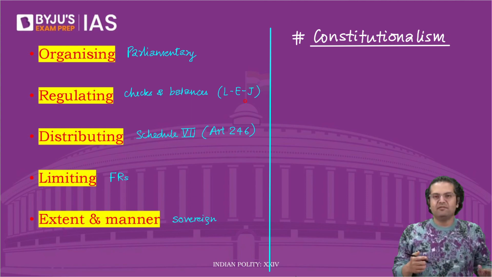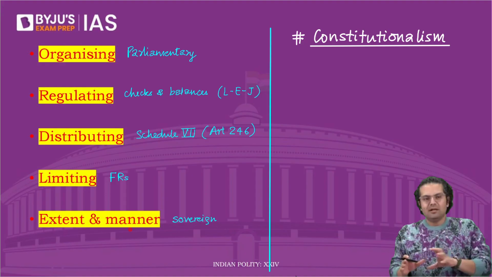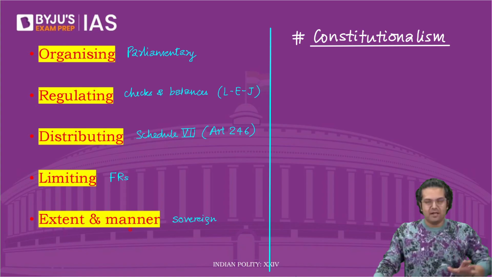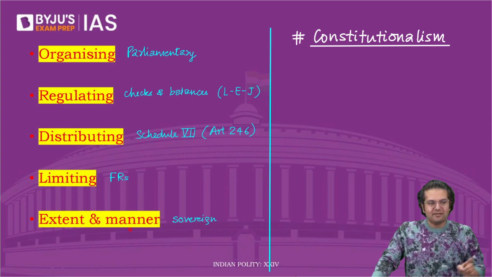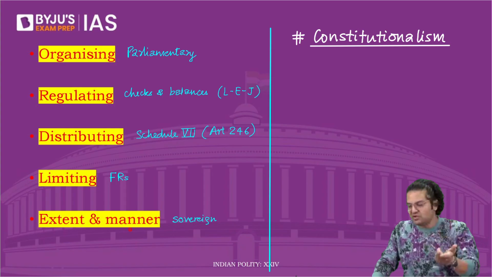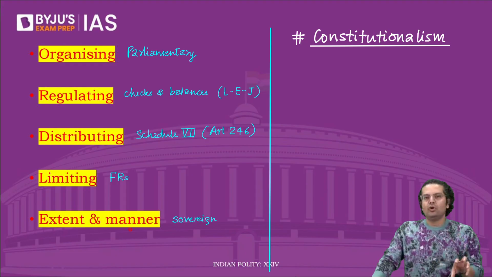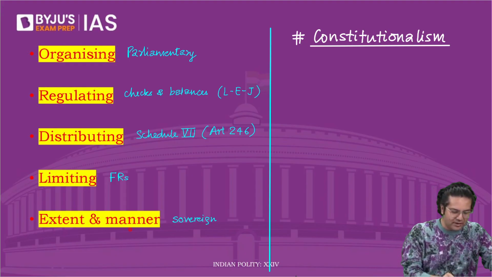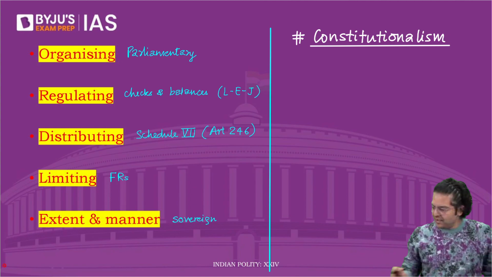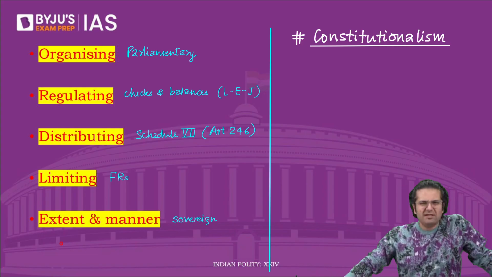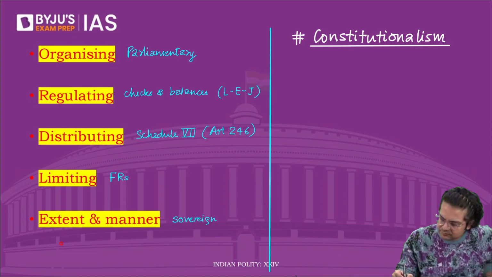Extent and manner. See, we are sovereign, and the extent is that India's sovereign power lies in the entire territory of India. Remember, the territory of India, which means what? The states, the UTs, and any future acquisition. And wherever you go, you're always under the control of the government of India or the Indian state. Anyway, what is constitutionalism? A very important word. To cut a long story short, it simply means limitation on the government. Simple.